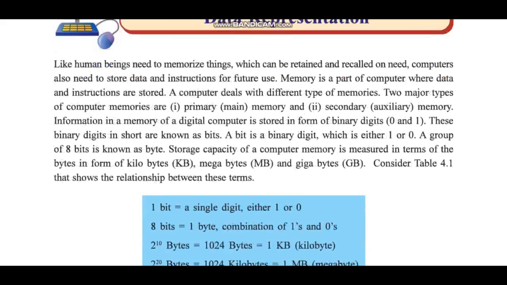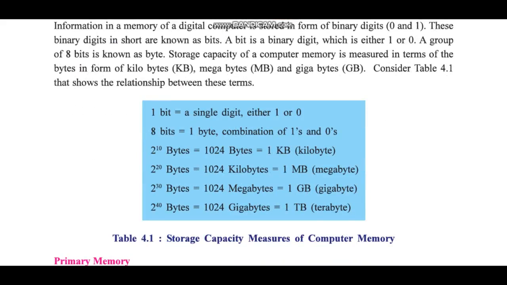Now you can see below, a table is given. This is the table of storage capacity measures of computer memory. First of all, you can see what is 1 bit. 1 bit means a single digit which will be either 1 or 0. What is 8 bits? 8 bits means 1 byte, that is the combination of ones and zeros. Next is 2 to the power 10 bytes, which means 1024 bytes. It means 1 KB. KB stands for kilobyte.